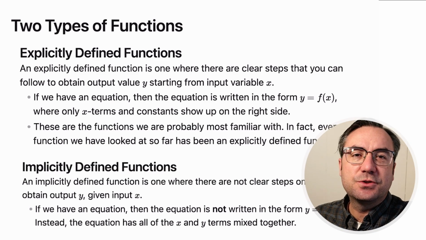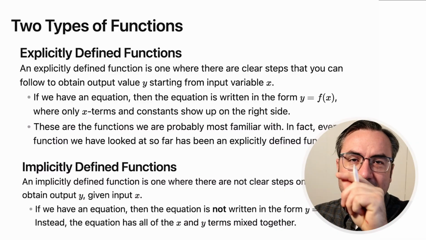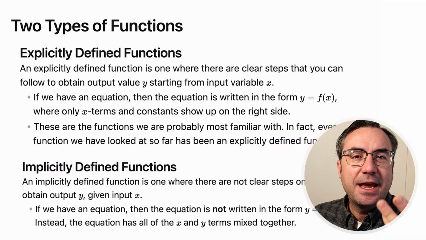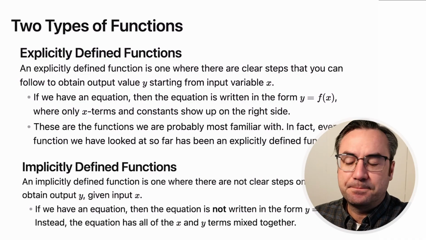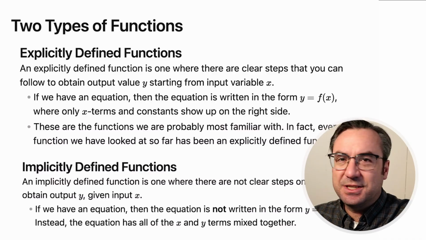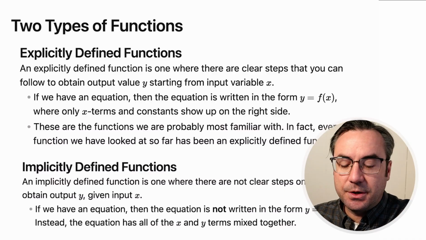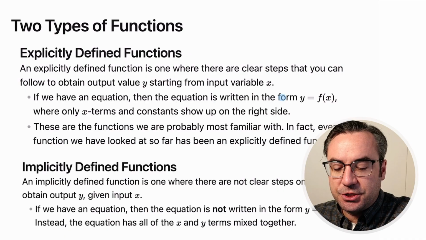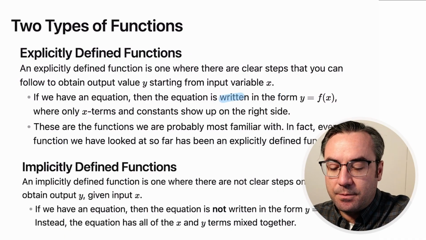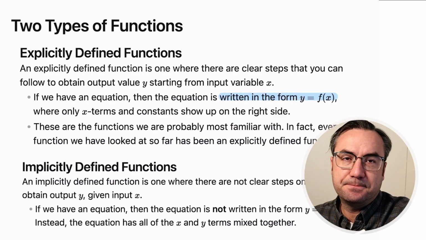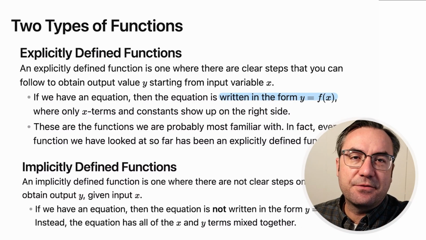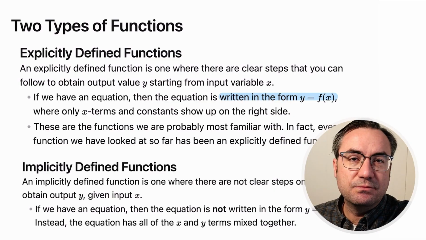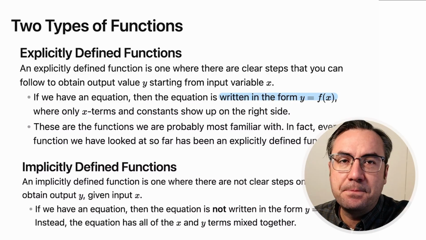These are functions where there's a clear process. You take your input x, you plug it into the machine, the steps are all laid out for you, and you get output y. An explicit function is really what we're most familiar with, and it is written in the form y equals f of x. We've seen how to differentiate these types of things, and we've learned a whole bunch of derivative rules now.